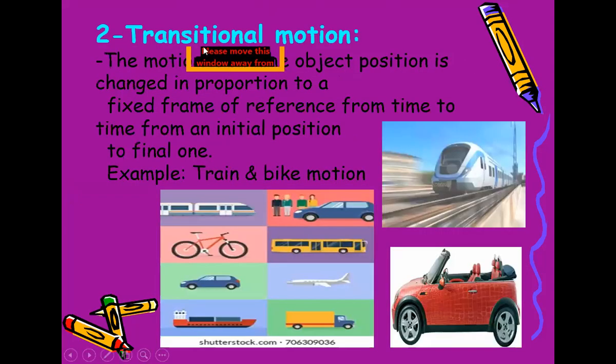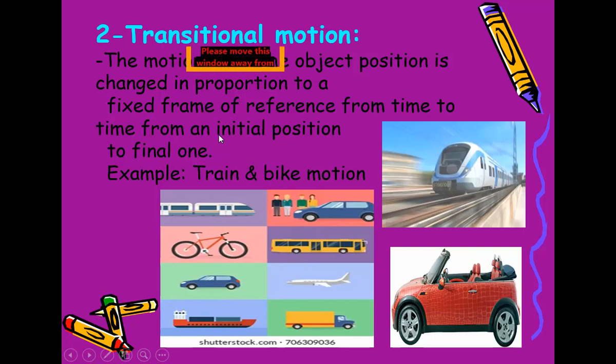What's meant by transitional motion? Transitional means the object changes its position. This is the main type for our year, like the motion of the train, the motion of the car. Transitional motion is the motion when the object's position changes in proportion to a fixed frame of reference from time to time, from initial to final position.